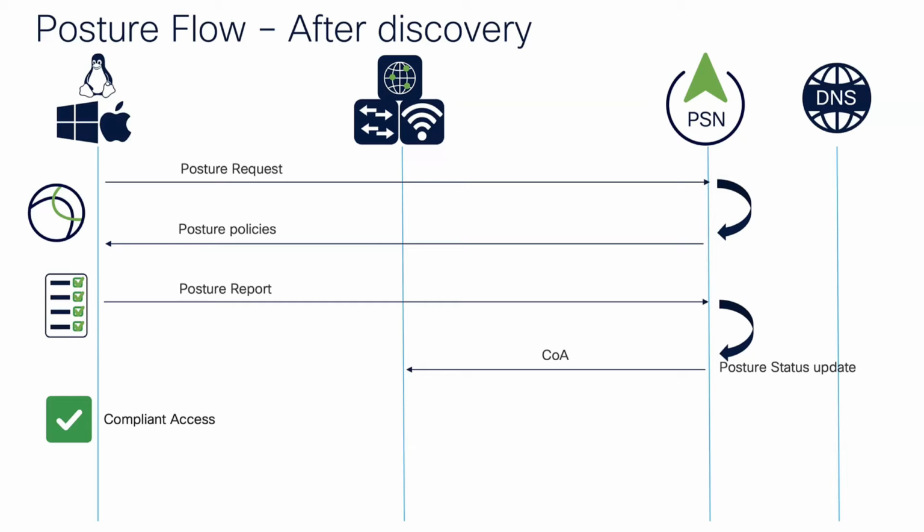Let's say the posture report that it received was compliant, and it changed the posture status of the endpoint to compliant. That's when the endpoint gets the compliant access.